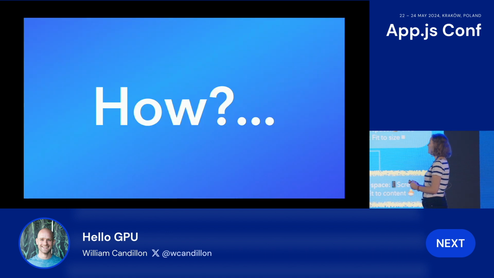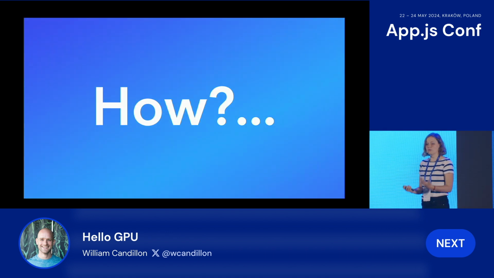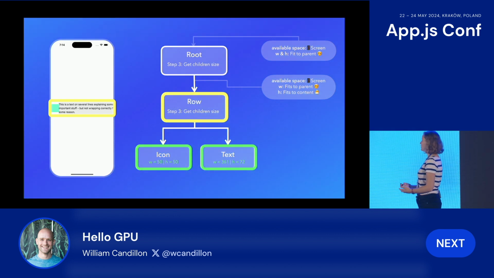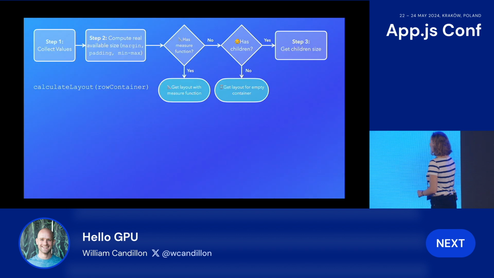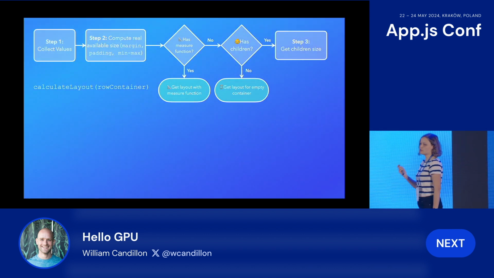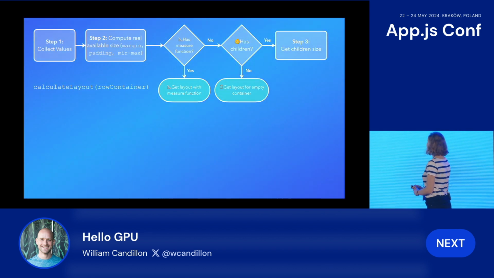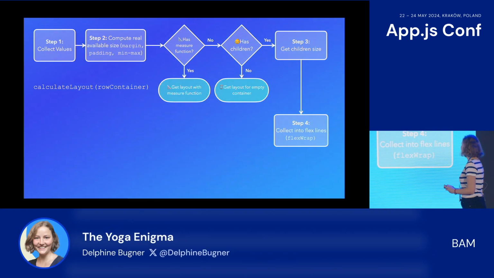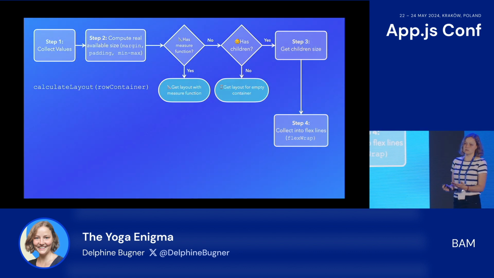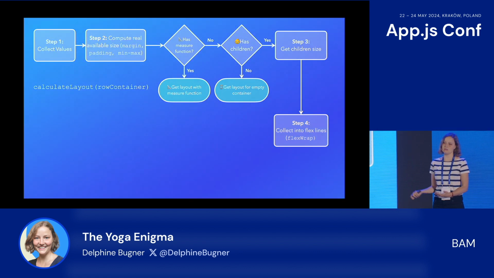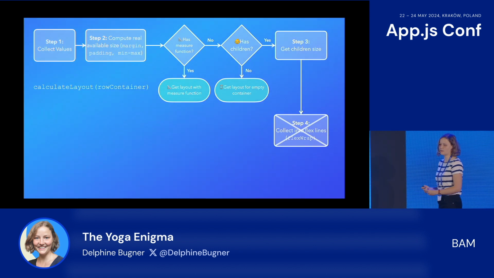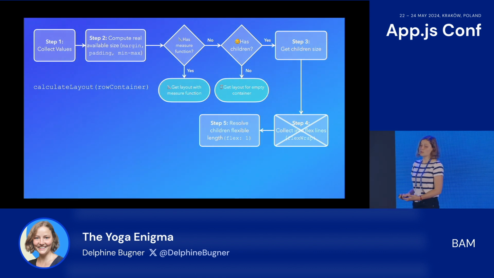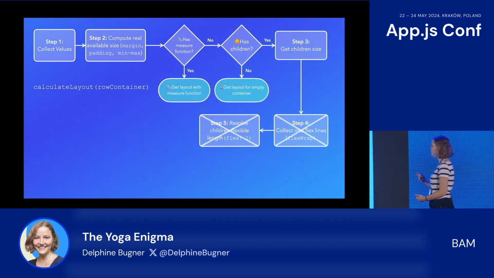Let's finish the how part and go through the whole tree. We moved up to the row container, and let's discover the last steps of the calculate layout function. After step 3, there is step 4, collect flex lines together. It's basically the flex wrap property of the style. We don't have it, so let's not focus on that. Step 5 is to deal with flexible children. We don't have them, so we can skip.